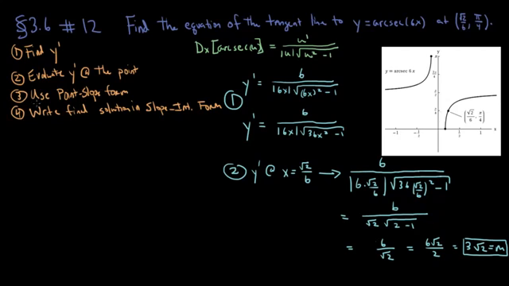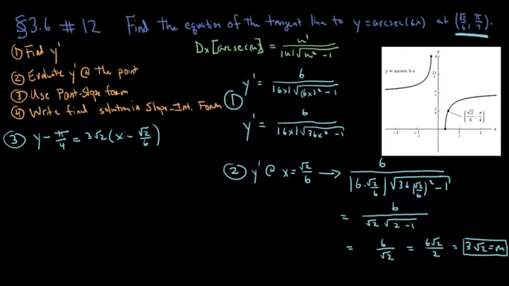Okay? Now I'll move on to step 3. Step 3 says to use point slope form to write the equation of the line. So for step 3, we have this point right here, and we have this slope down here. Point slope form says y minus y1, so y minus pi over 4, equals m, which is 3 square roots of 2, times x minus x1, which is root 2 over 6. Okay, so that is the equation of the line.